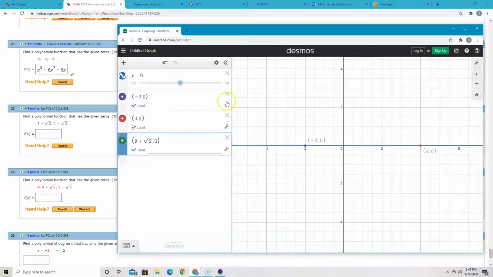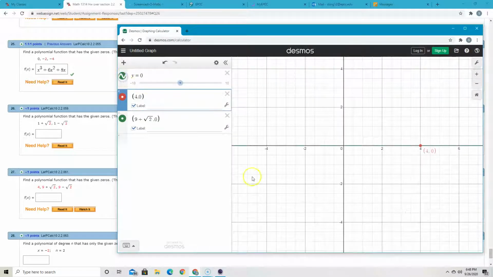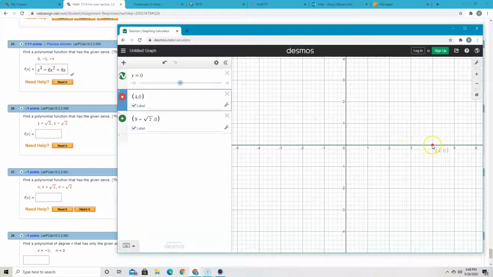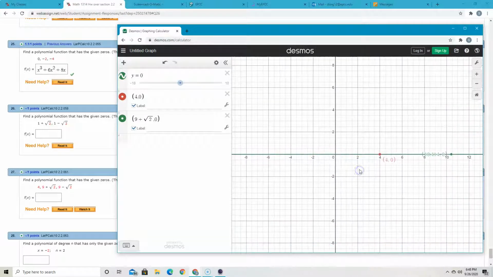Now let me change this color to make it a little brighter. It seems a little dull, maybe it's just my eyes, but oh well. So here is the x-axis, and here's one of the zeros, (4, 0). If we zoom out a little bit, here's the other one: 10.414, rounded to 3 digits past the decimal point, comma 0. So there's another one of the zeros.